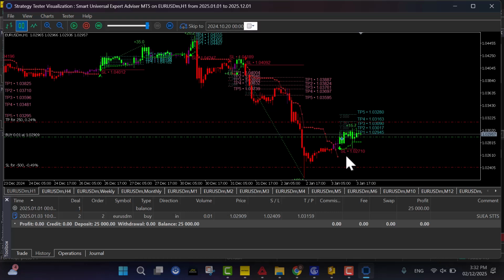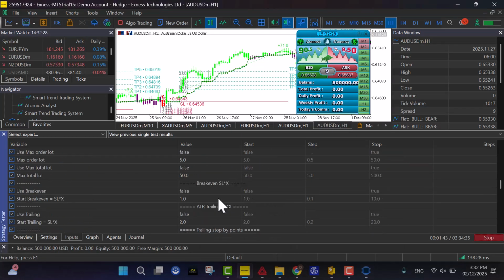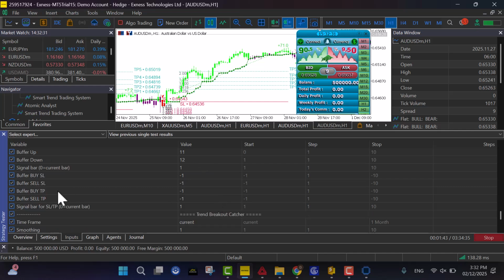For example, let's say in the future, actually, we're working on new updates, and the updates are going to touch basically these settings right here that we have on the Smart Universal Expert Advisor, and the inputs and the buffers. So we have the buy stop loss buffer, sell stop loss buffer, and take profit buffers as well. And these are set to -1, which means that they're not active. If it's -1, it's not active.